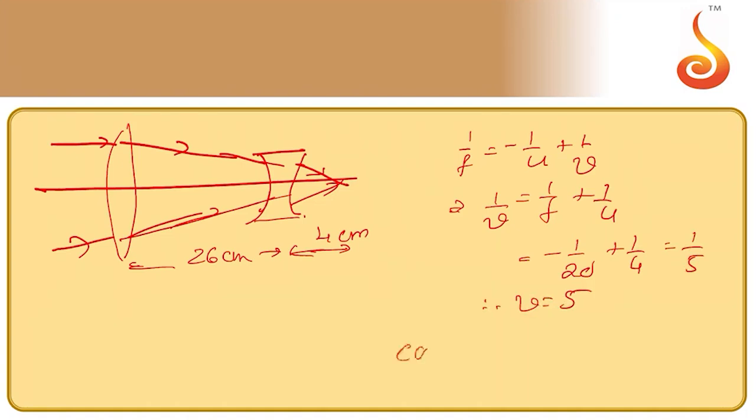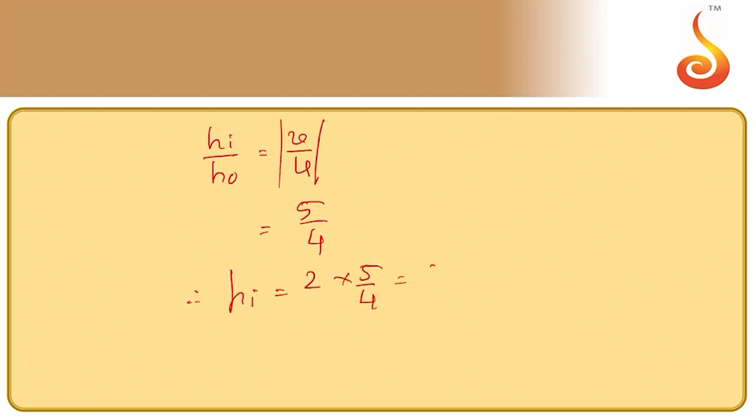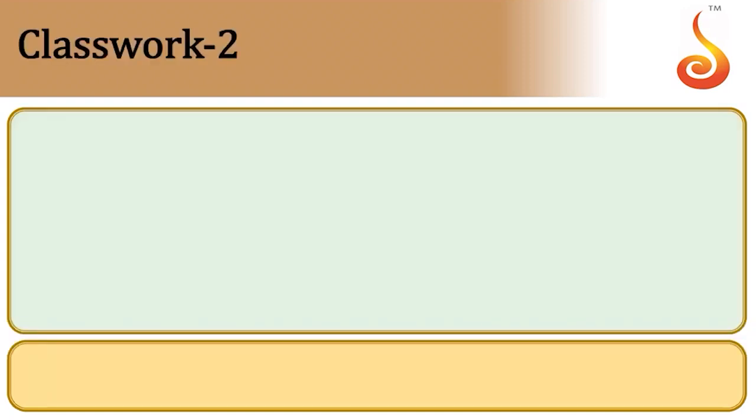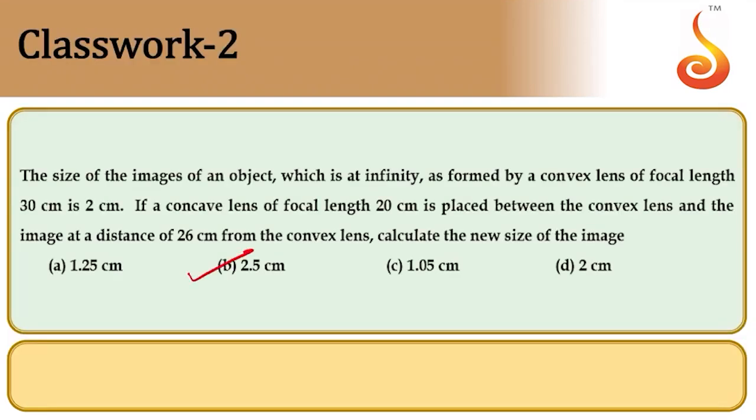Now, for concave lens, what do we have? Height of the image by height of the object is equal to v divided by u modulus, 5 divided by 4, or height of the image is equal to 2 times 5 divided by 4, that is 2.5 centimeter. So, the new size of the image is going to be 2.5 centimeter.